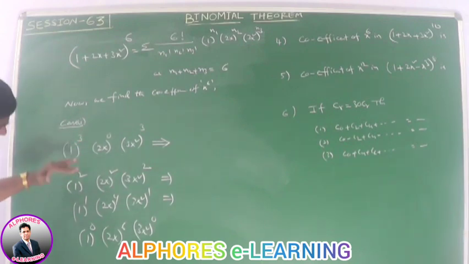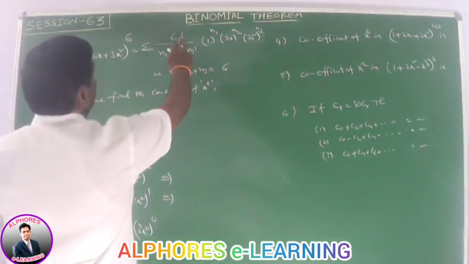Are there any possibilities other than these values? Please observe these values. These are the possible cases. This is case 1, it is case 2, it is case 3, it is case 4. Find the coefficients in these cases.